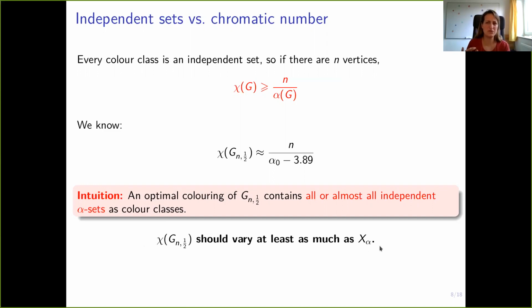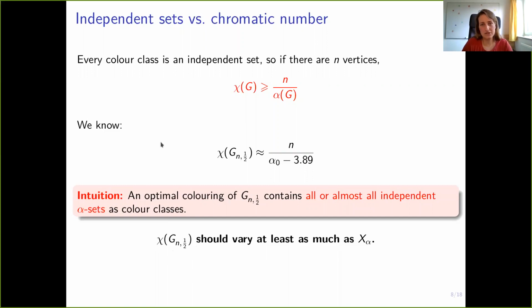So you might be able to divide this by another log factor, because you can take some leftover vertices and distribute those onto smaller color classes. But still, if the number of available alpha sets goes up and down by root n, roughly so should the chromatic number. Okay, so that's what I wanted to say about the reason why the proof works.